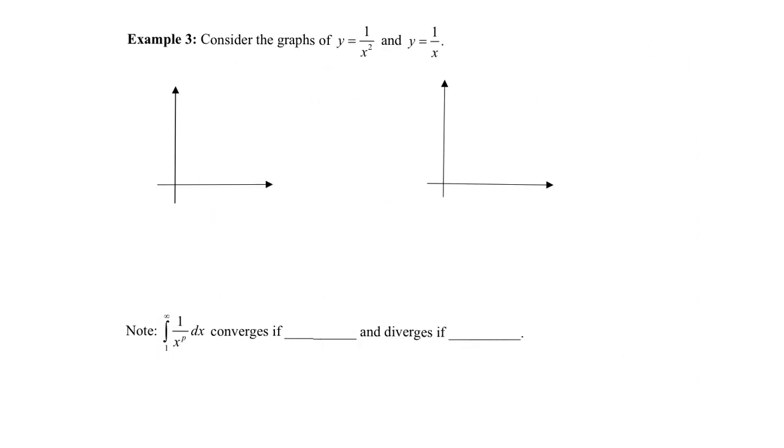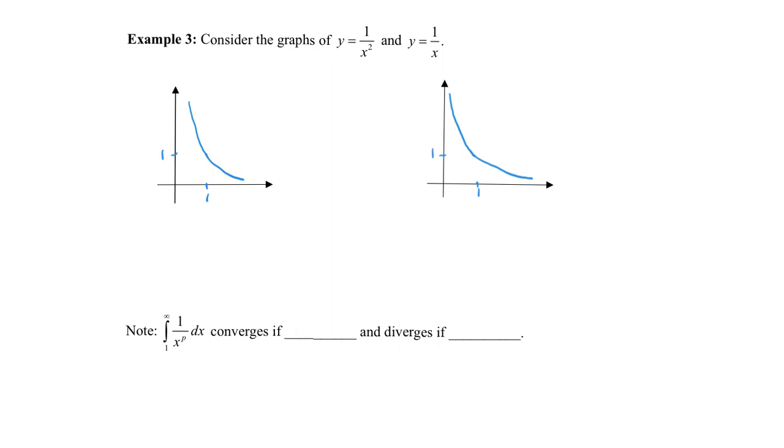So for example 3, let's consider the graphs of y equals 1 over x squared and y equals 1 over x. We're just going to look in the first quadrant. This one everybody has seen plenty of times. It goes like this, right? It goes through here and then also over here, but we don't care about that. We're just going to look at this. 1 over x squared looks sort of similar here. Of course, it's over here also, but we just want the first quadrant. So this is y equals 1 over x squared. This is y equals 1 over x.